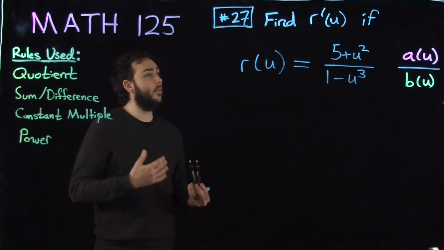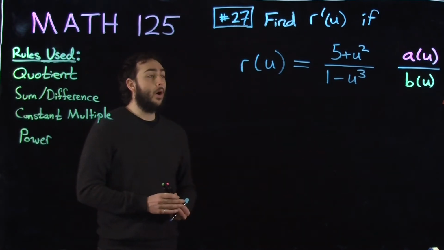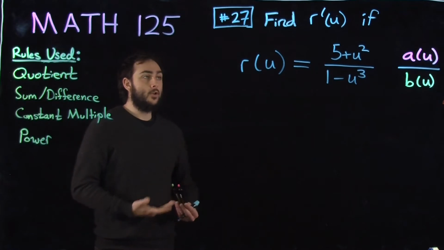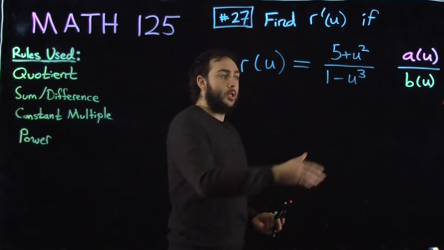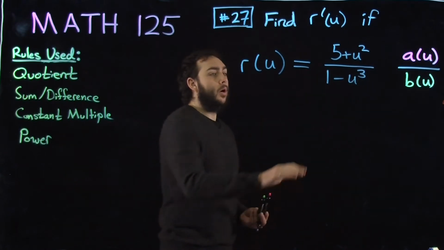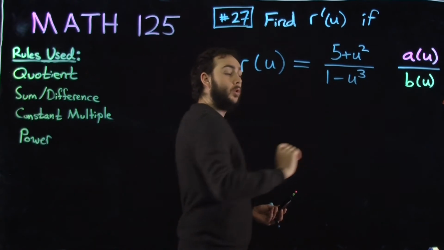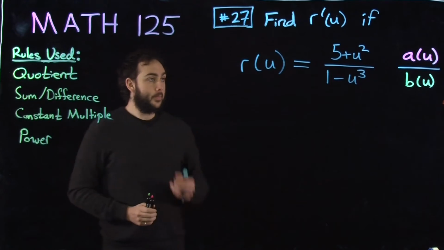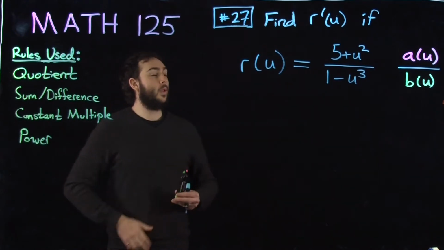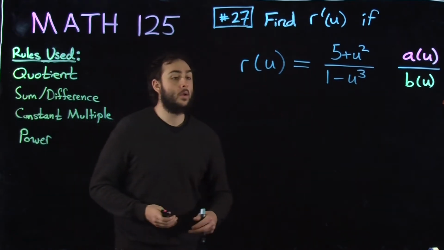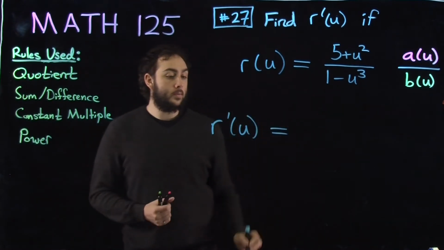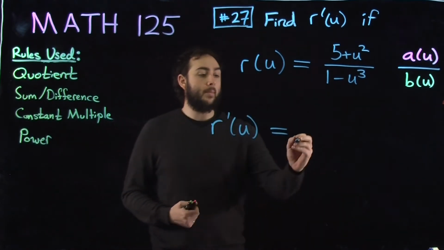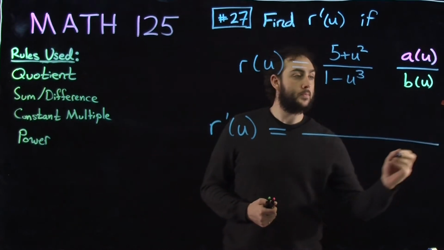So on the biggest level, r is a quotient of two smaller functions. It is 5 plus u squared, which I'll denote by a of u, over 1 minus u cubed, which I'll denote as b of u. So to differentiate r, its derivative will have the form promised by the quotient rule.